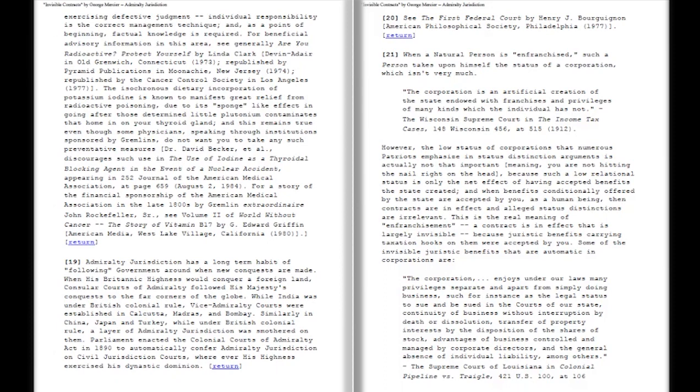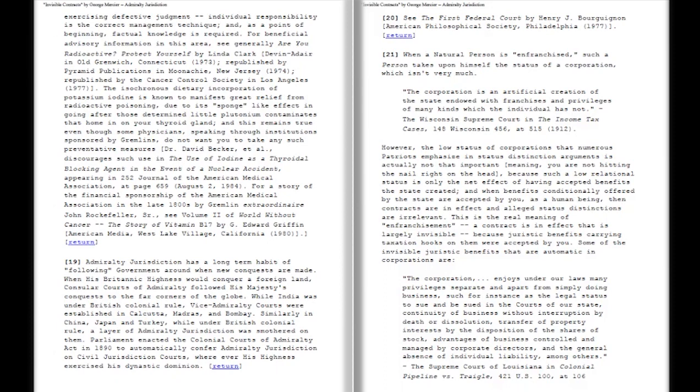Return. 19. Admiralty jurisdiction has a long-term habit of following government around when new conquests are made. When His Britannic Highness would conquer a foreign land, consular courts of admiralty followed His Majesty's conquests to the far corners of the globe. While India was under British colonial rule, vice admiralty courts were established in Calcutta, Madras, and Bombay. Similarly in China, Japan, and Turkey, while under British colonial rule, a layer of admiralty jurisdiction was smothered on them. Parliament enacted the Colonial Courts of Admiralty Act in 1890 to automatically confer admiralty jurisdiction on civil jurisdiction courts, wherever His Highness exercised his dynastic dominion.